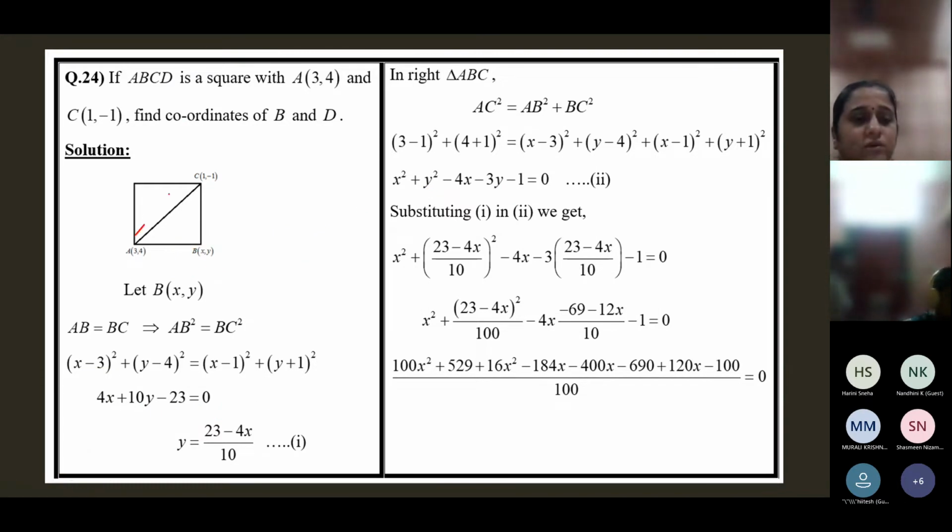I told you this part of the triangle square is not useful. AB is equal to BC is one condition and Pythagoras theorem is the other condition. Start working.